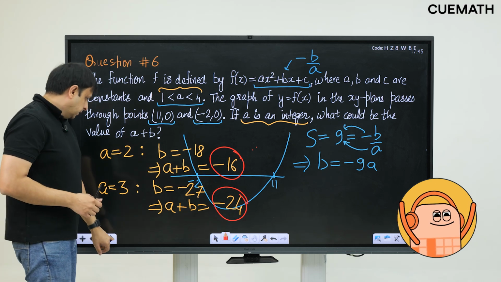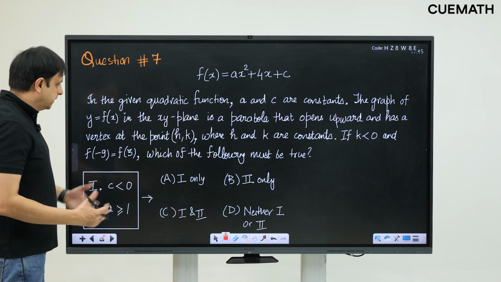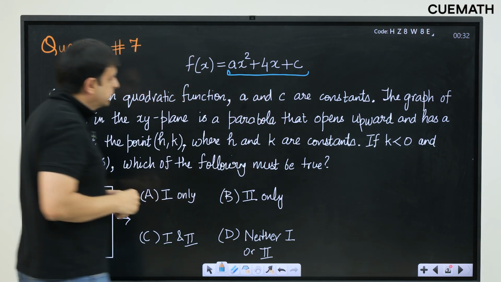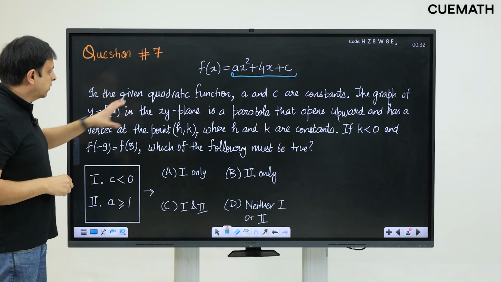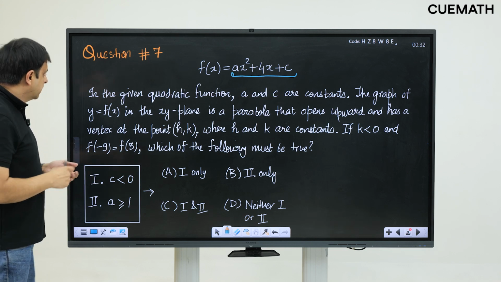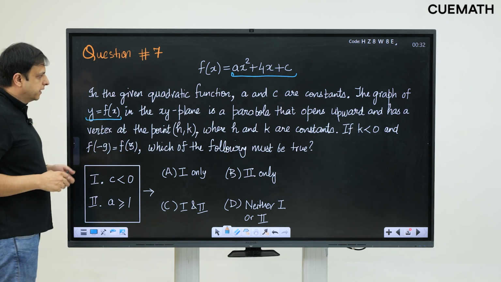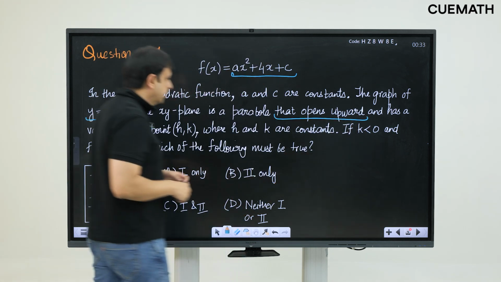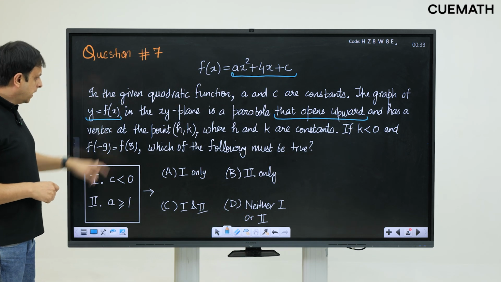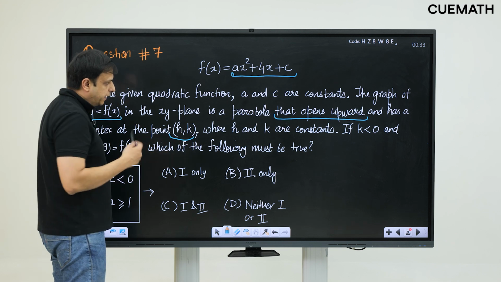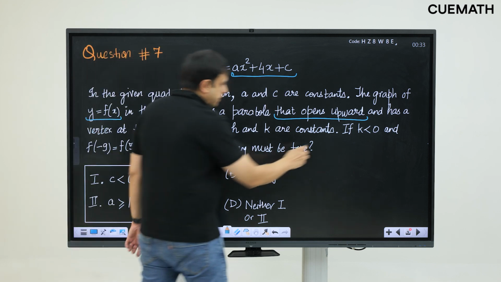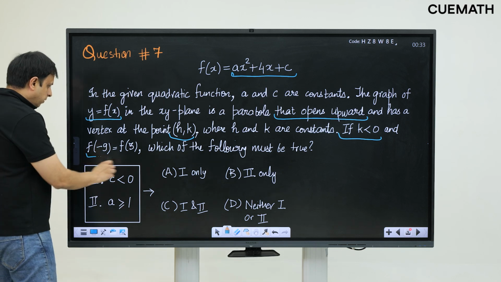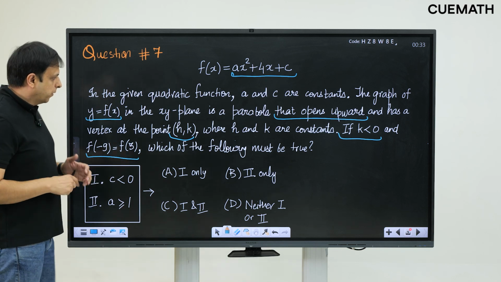And now over to question number 7, the last question in this video, which says f of x is ax square plus 4x plus c, and in this quadratic function a and c are constants. The graph of y equal to f of x is a parabola that opens upward and has a vertex at the point h comma k, where h and k are constants. If k is less than 0 and f of minus 9 is equal to f of 3, which of the following must be true?